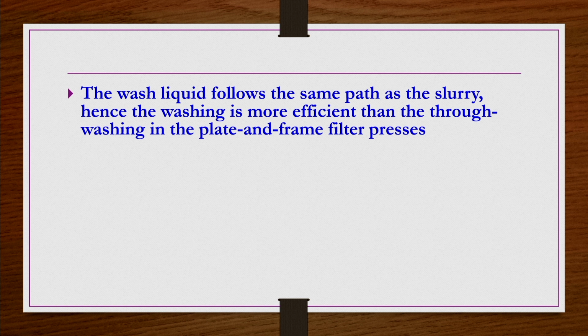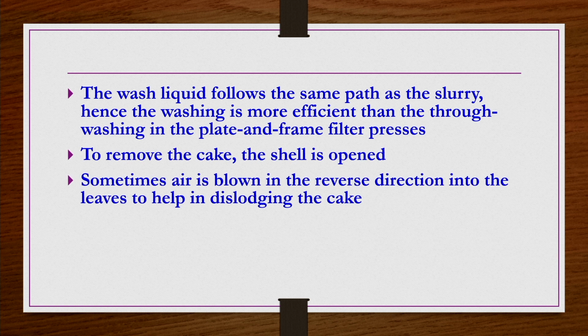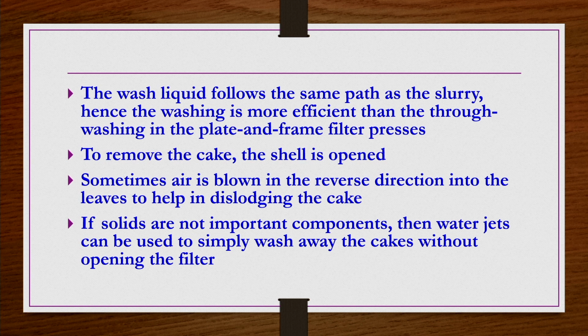The wash liquid follows the same path as the slurry, hence the washing is more efficient than the through washing in a plate and frame filter press. To remove the cake, the shell is opened. Sometimes air is blown in the reverse direction into the leaves to help in dislodging the cake. If solids are not important components, then water jets can be used to simply wash away the cakes without opening the filter as well.